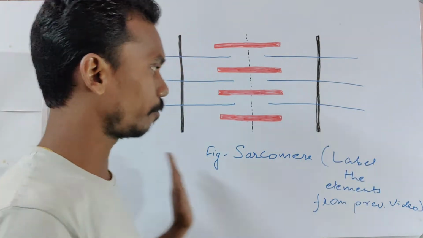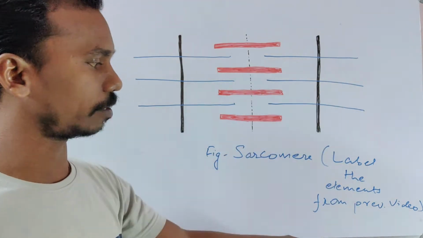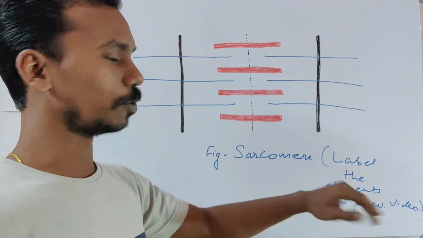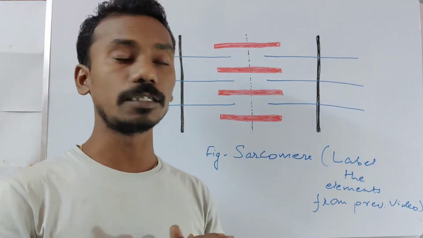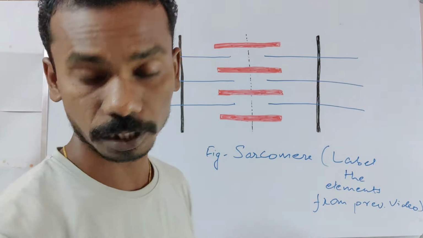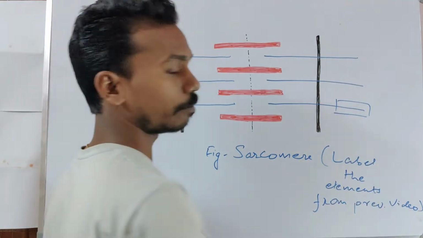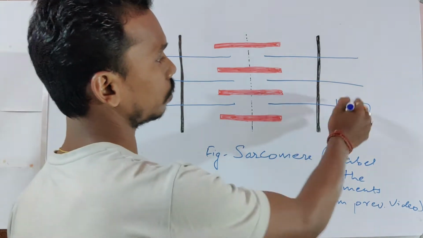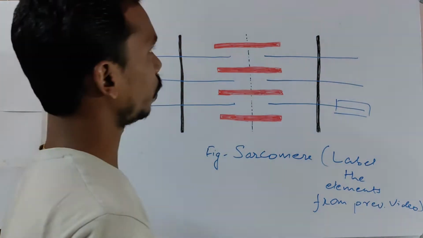In the last video we have already studied the structure of the sarcomere. Please label the elements by watching the previous video. In this video we'll be discussing the structural organization, the structural assembly of the actin microfilament. This blue line is the actin microfilament, and we'll be talking about this microfilament today.